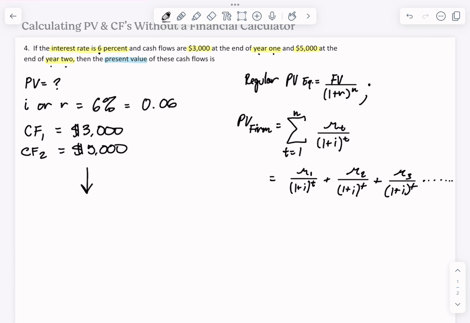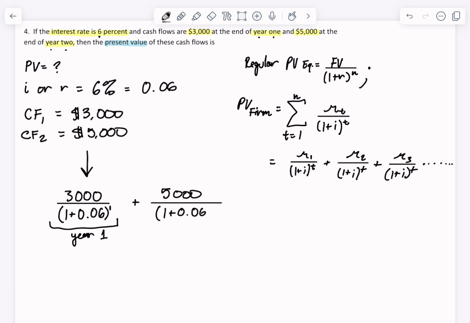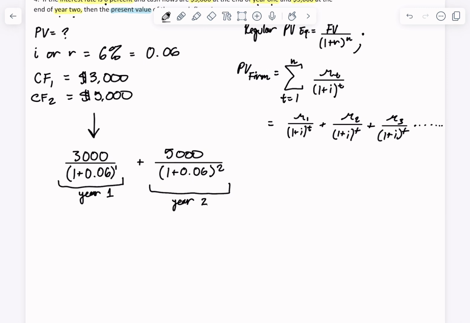So I'm gonna start off by taking my year 1 cash flow. So it'll be 3,000 over 1 plus the interest rate, which is 6% or 0.06, and that'll be to the power of 1 since this is the first year. That is our year 1 cash flow. I will then add that to the second year cash flow, which is going to be 5,000 over 1 plus 0.06 or interest rate, but to the power of 2 since this is year 2 of cash flows. Now I'll just simplify everything.